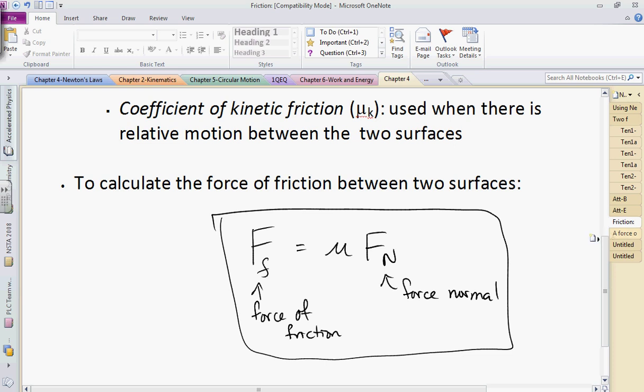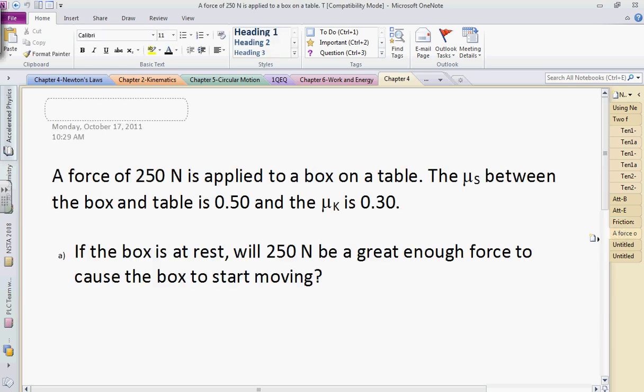To see how this works, I'll just take you through a fairly simple problem. We have a force of 250 newtons being applied to a box that's on a table. The coefficient of static friction between the box and table is 0.5, whereas the coefficient of kinetic friction is 0.3. You'll very often see that the coefficient of kinetic friction is smaller than the coefficient of static friction.